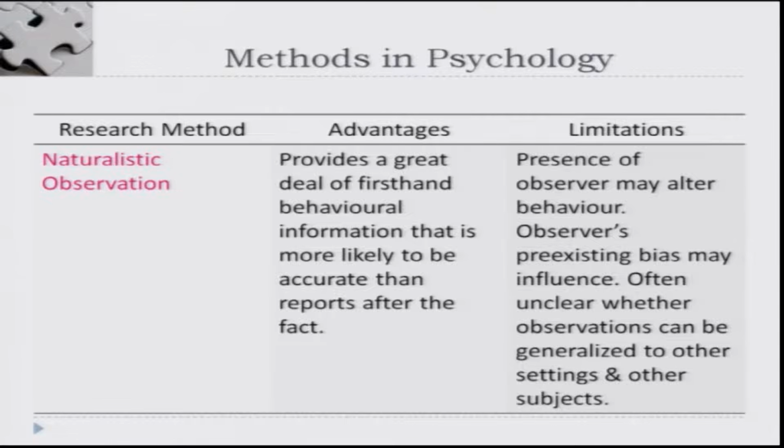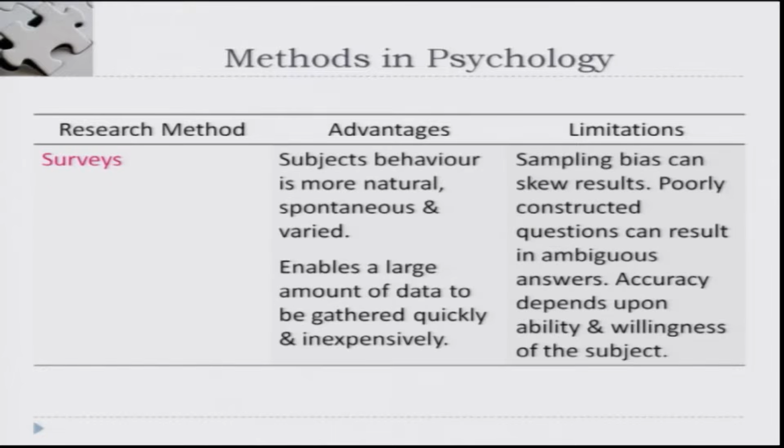Naturalistic observation, as we discussed, has a big advantage: it provides a great deal of first-hand behavior information, and it is likely to be more accurate. But the problem is that the presence of the observer sometimes may affect the behavior. Secondly, the observer's pre-existing bias might also influence the inference one is drawing, and it is often unclear whether observation can be generalized to other settings and to other participants, the other subjects. That is again a big limitation of naturalistic observation.